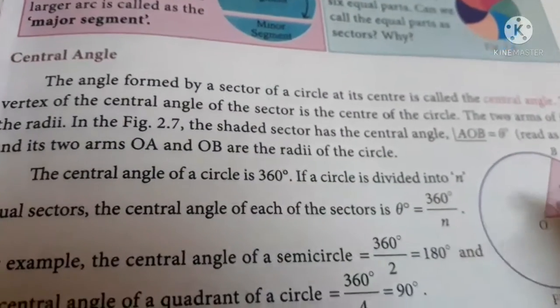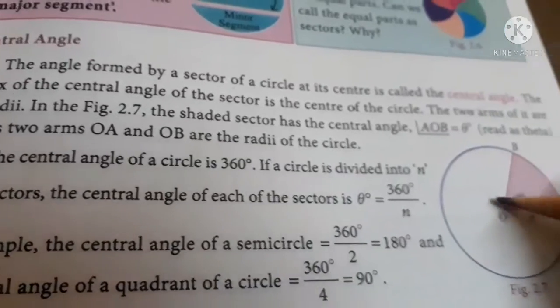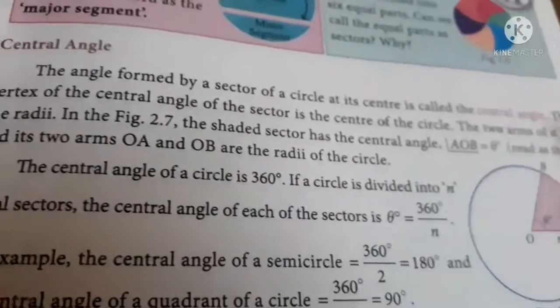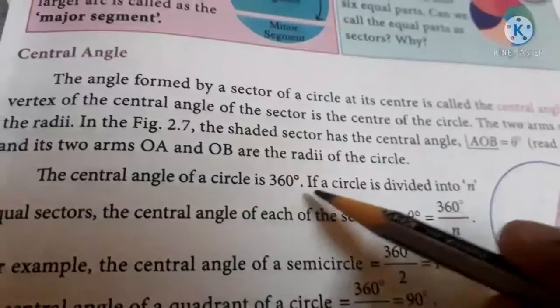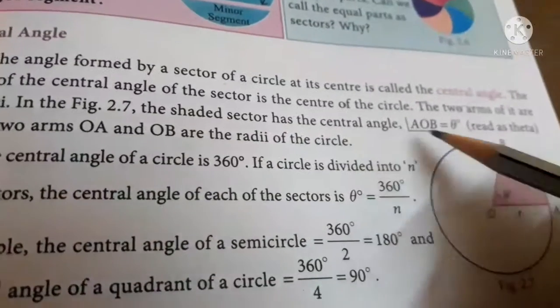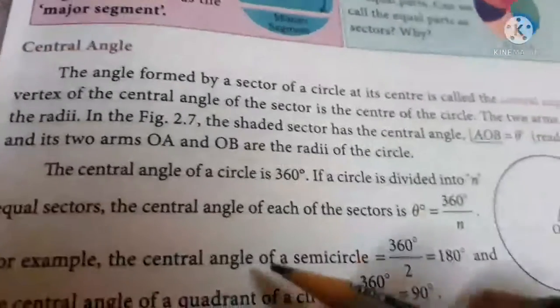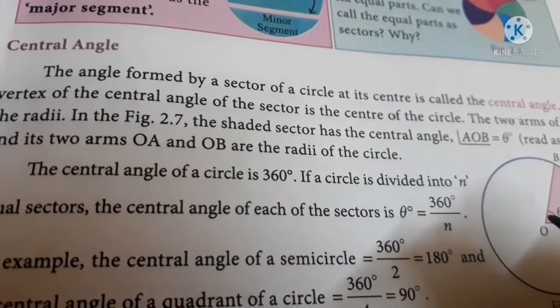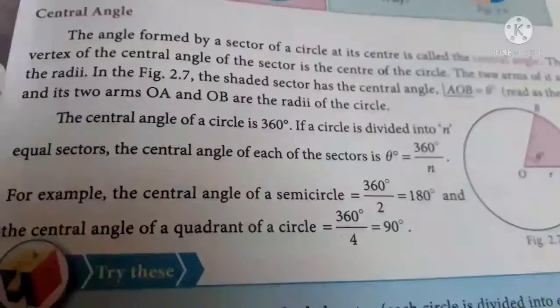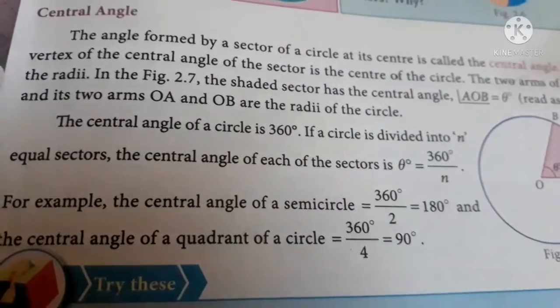The vertex of the central angle of a sector is the center of the circle. The two arms of it are the radii. The shaded sector has the central angle AOB equal to theta degrees, and its two arms OA and OB are the radii of the circle. The central angle of a circle is 360 degrees.